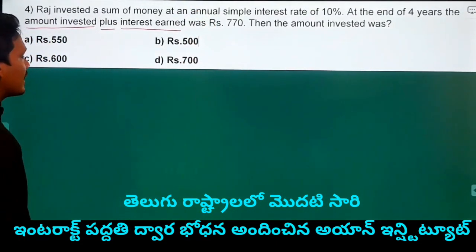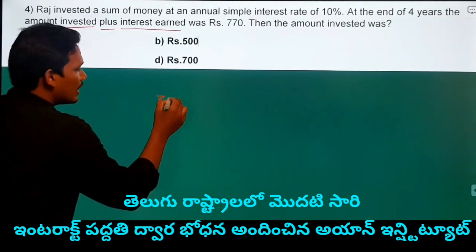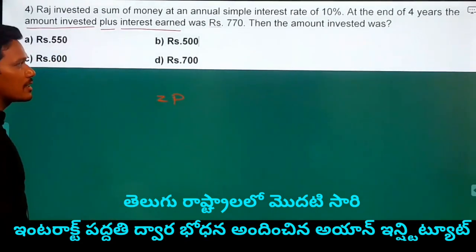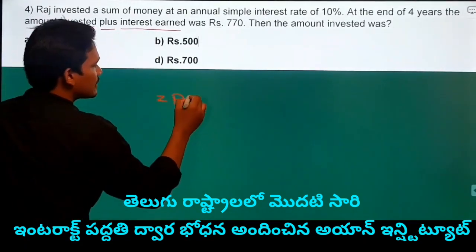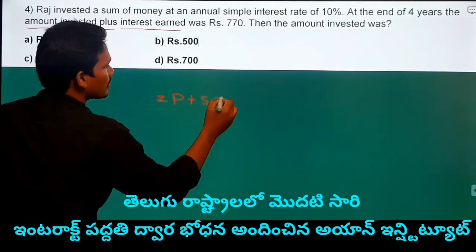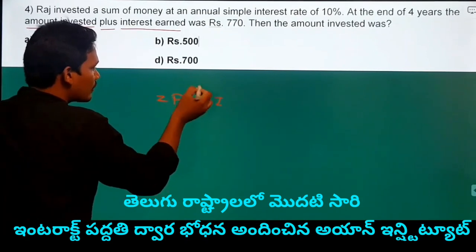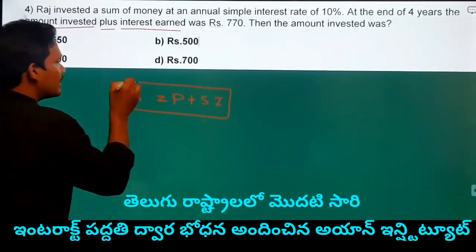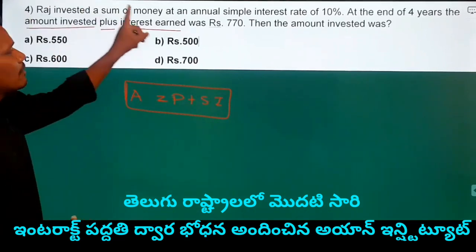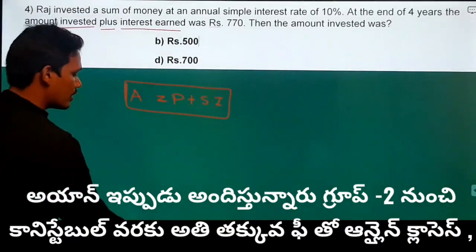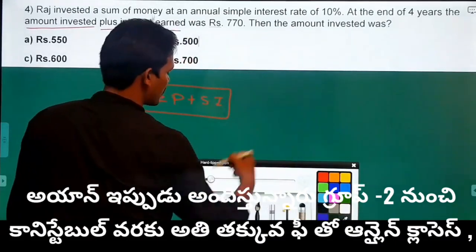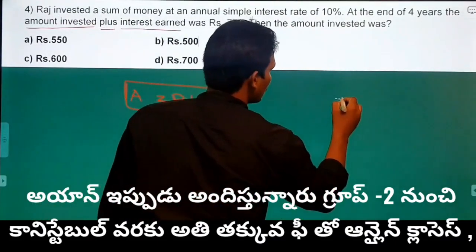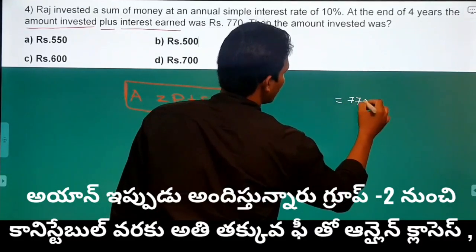Here, the amount invested is nothing but principal. Principal plus interest, that is nothing but simple interest, so this total value can be written as amount. Indirectly he is saying that he has given the amount value. The amount value is 770 rupees.